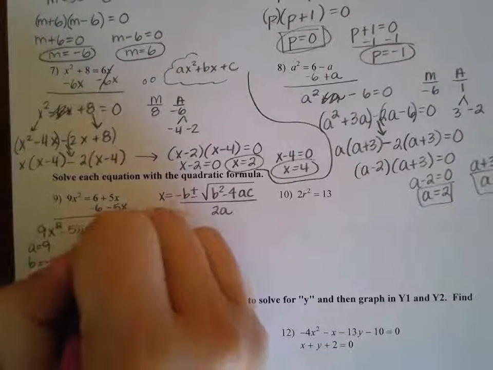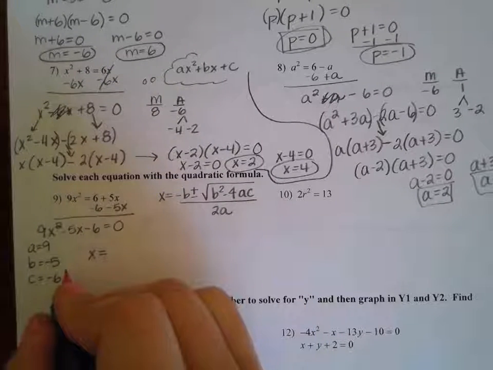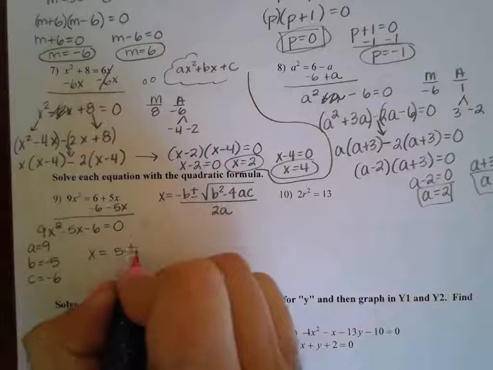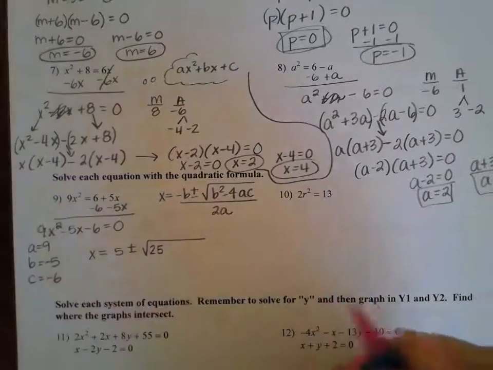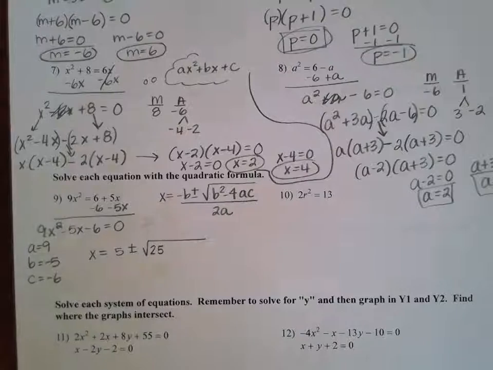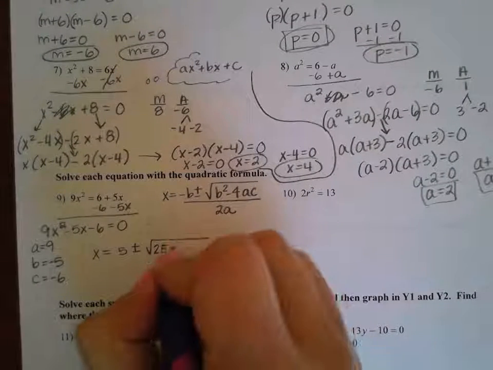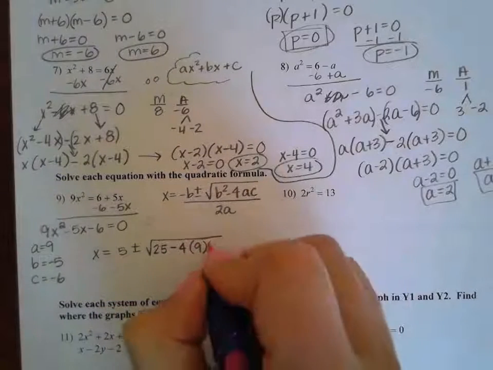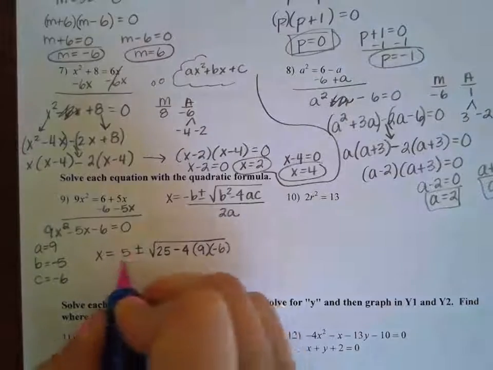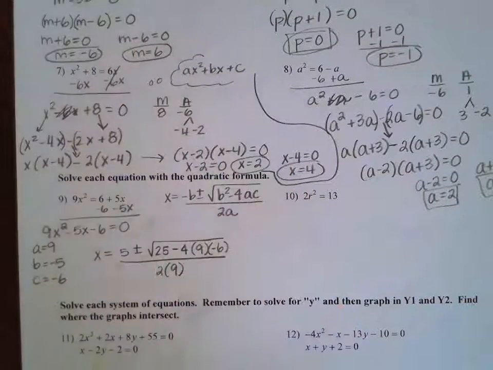Alright, so x equals negative b, so that'll be a positive 5, plus or minus the square root of b squared. That's 25, because it's a negative 5 times another negative 5, that's why it's a positive 25. Then minus 4 times 9 times negative 6, all over 2 times 9.